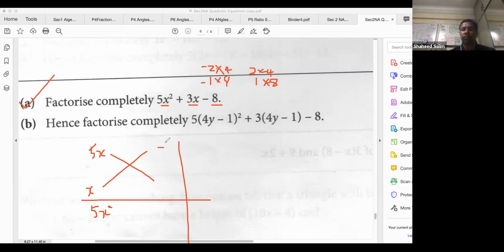So minus 2 and 4. 5 times 4 is 20x. It cannot. 20x is too big. X times minus 2x, you get 18x. Cannot. Okay, so this first one is out already.